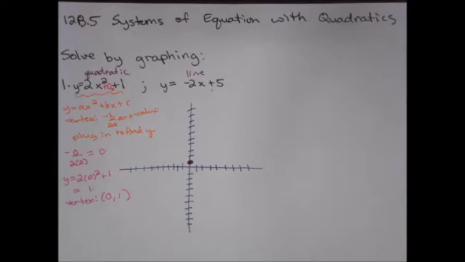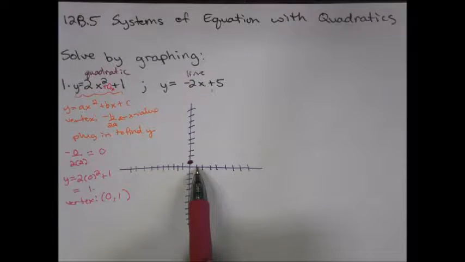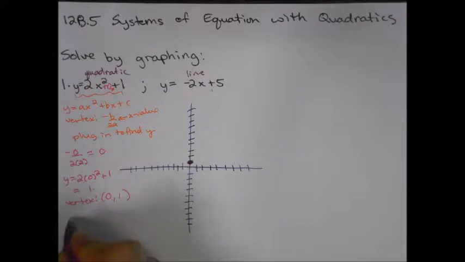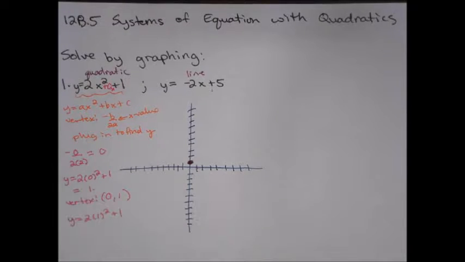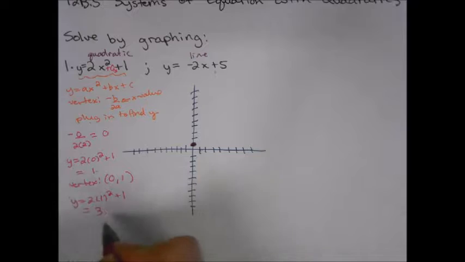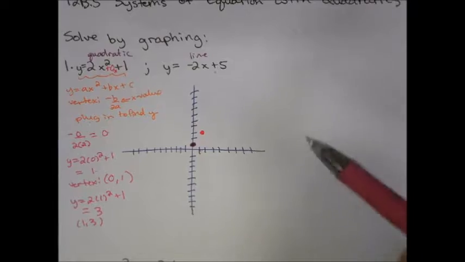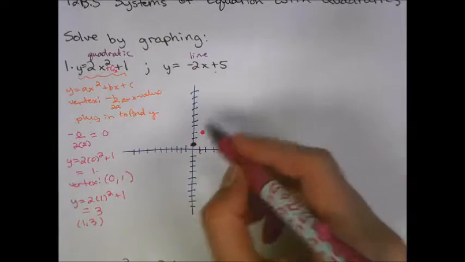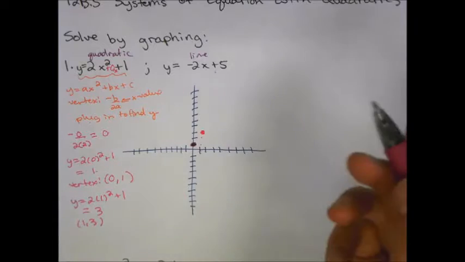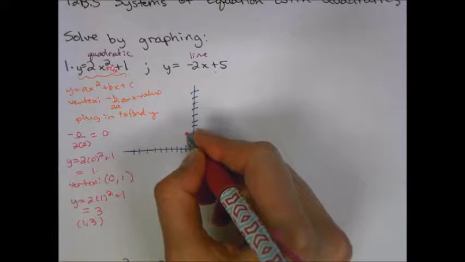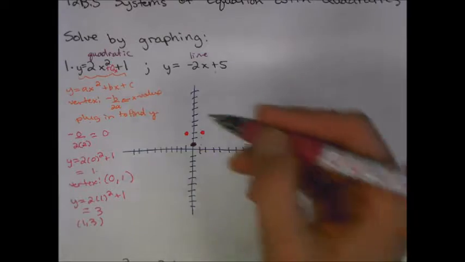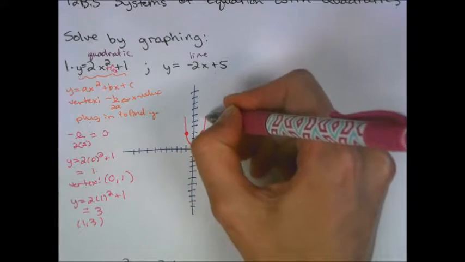Now I'm going to plug in 1, because I notice 1 is 1 to the right. One squared is 1, 2 times 1 is 2, 2 plus 1 is 3. So I have a point at 1, 3. From here, I could have also used the pattern. A is 2, so I go over 1, up 2. That's another option. Let's reflect this over. And for now, I'm going to connect these dots.